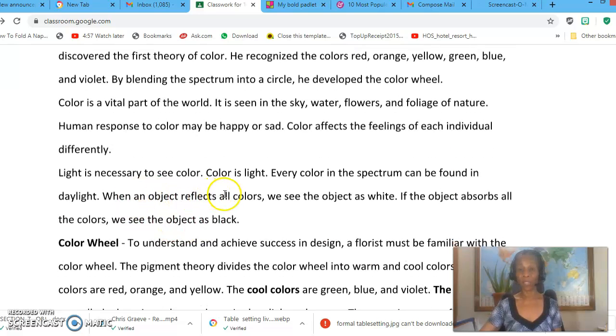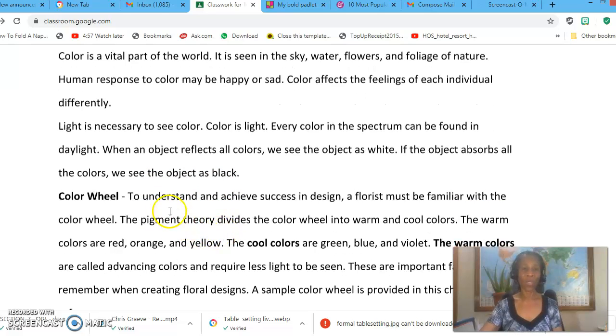Now, light is necessary to see color. Every color in the spectrum can be found in daylight, like it's daylight time now. So when an object reflects all color, we see the object as white, right? That is when all colors come off an object. Now, if the object absorbs the light, so the object sucks up the light, then we are going to see black. So in the night, all of the light is absorbed, so we see black. In the day, when the colors are reflected, then we are going to see white. Maybe you don't understand that, but one day you will.